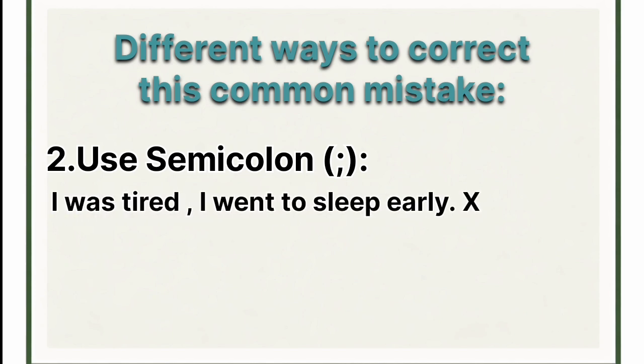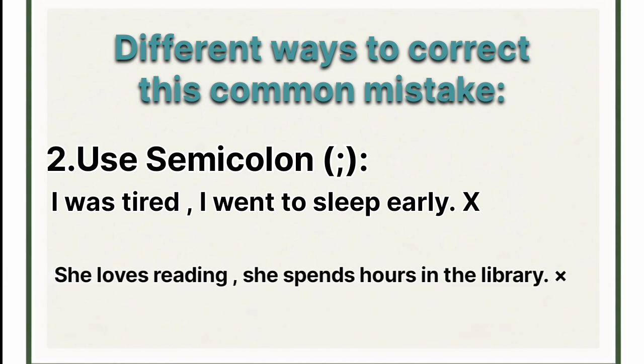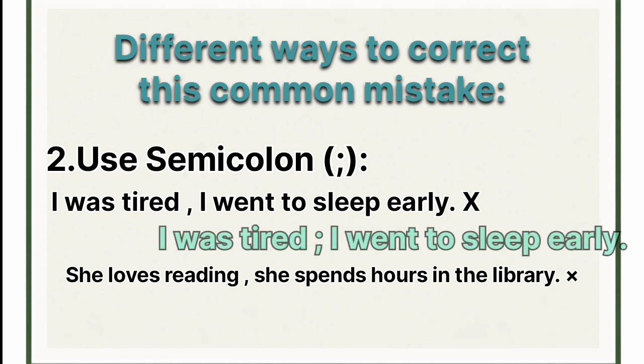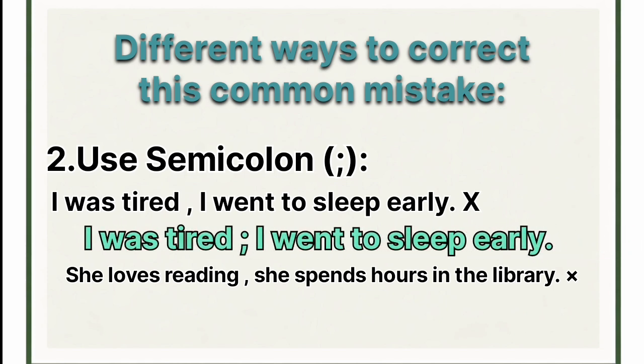I was tired, comma, I went to bed early. The next one, she loves reading, comma, she spends hours in the library. So these two sentences are incorrect, so simply we can remove that comma and replace it with a semicolon. That's it, in a simple way. And the correction would be: I was tired, semicolon, I went to bed early.